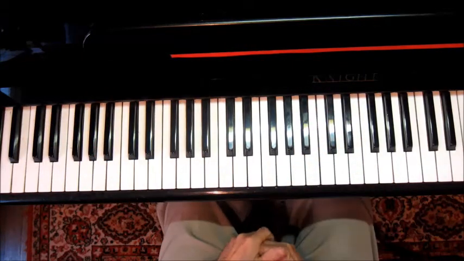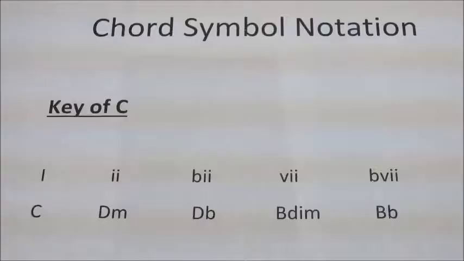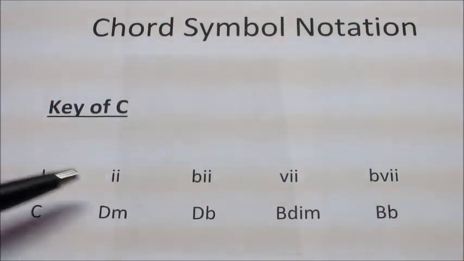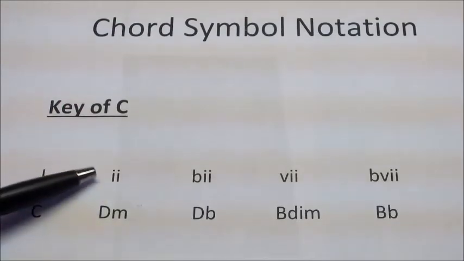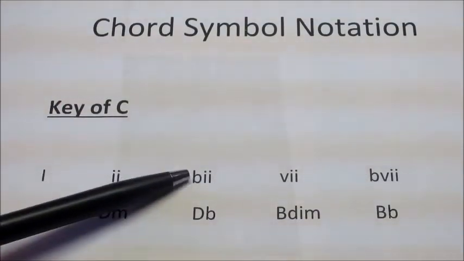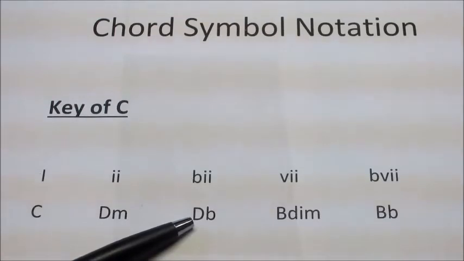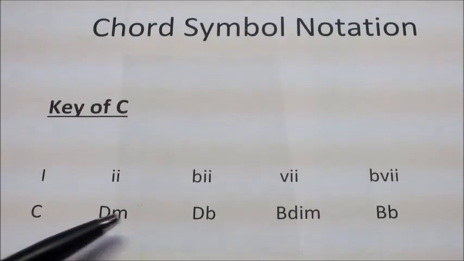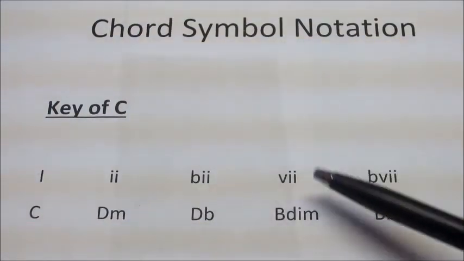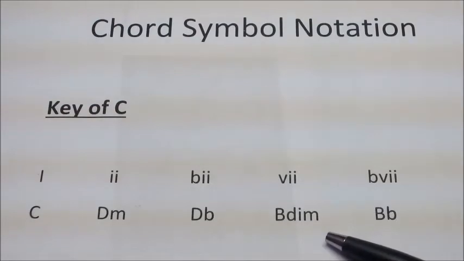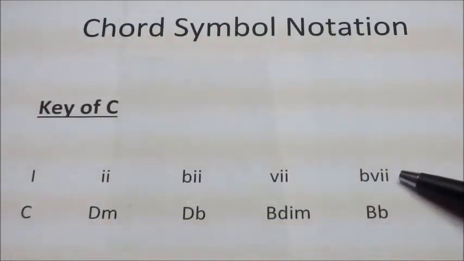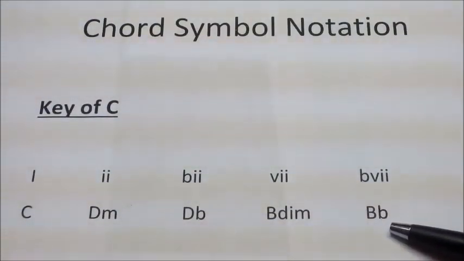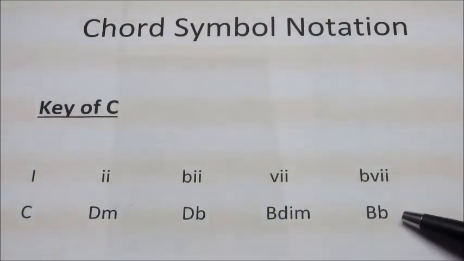Now, just before we get down to analyzing the music, I'd like to bring your attention to chord symbol notation. In the key of C, the 1 chord, of course, is C, and the 2 chord is D minor. If I make that a flat 2 chord, it becomes D flat. So the minor chord becomes major after it's been flattened, but notice the letters remain the same. When we look at the 7 chord in C major, it's B diminished. And if we were to flat the 7 chord, it becomes B flat major. Again, the letter remains the same.